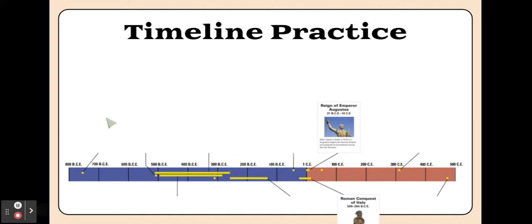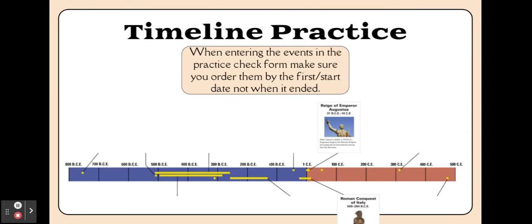And then whenever I'm going to organize the rest of my events and have them done there, whenever I'm done, I'm going to go to the timeline practice check. And when you're entering those events, make sure that you're entering them by the order of the start date, not by the end date. So for example, with these two events here, the start date is right here for this one, just a little dot, and right here for this one. So this event down here should be put in first.